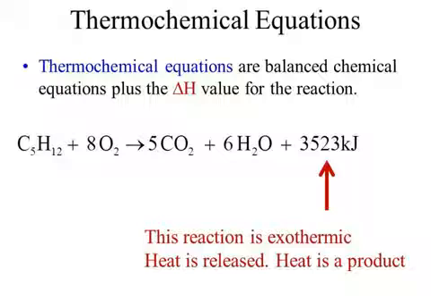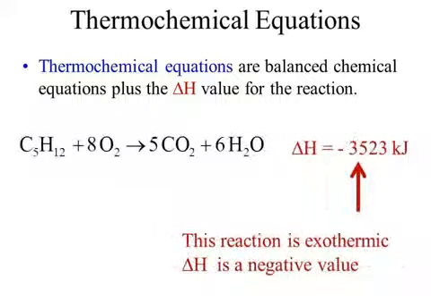You can write the heat in the equation as a product, or you can write it beside the equation with the negative delta H value indicating that heat is released and it is an exothermic reaction.